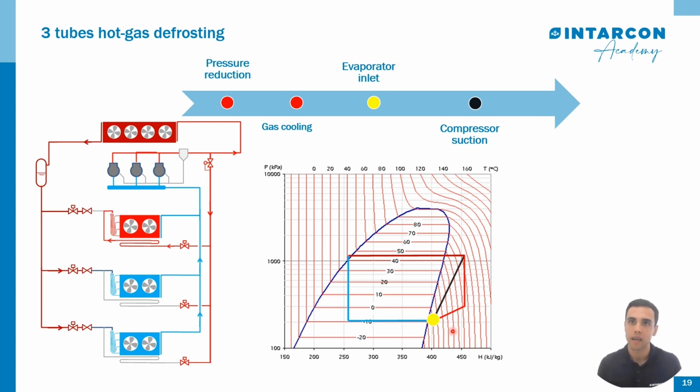The gas at low pressure and moderate temperature is introduced into the evaporator through the inlet of the distributor, where it gives up its latent heat and cools down to a temperature slightly above 0 degrees. Then, the gas returns to the compressor through the suction line, without the risk of liquid condensation.